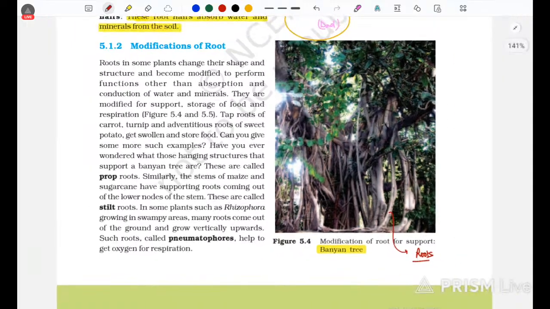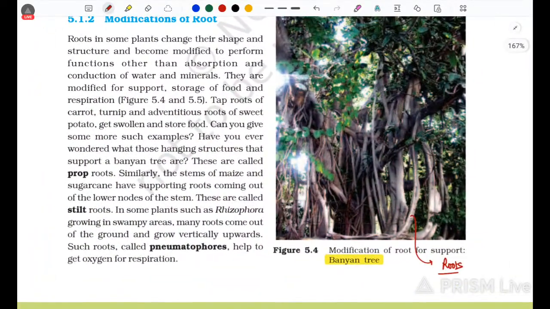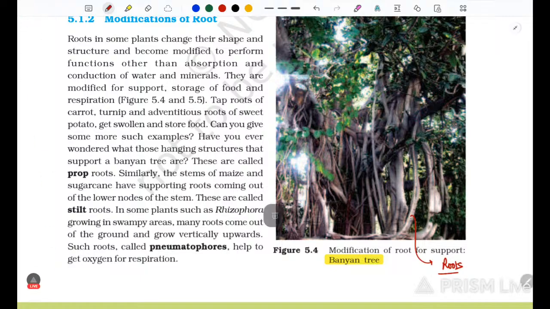I think this topic has been removed from the recent NCERT, but we'll just quickly see. So modification of root, just write down somewhere at the side if you have the space. I've given you the example of the banyan tree.